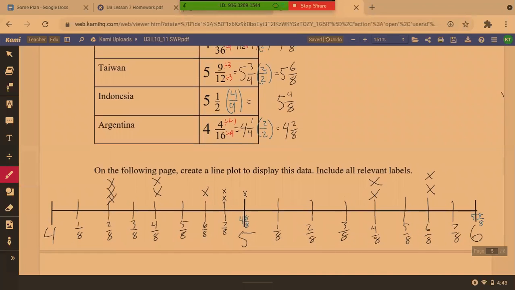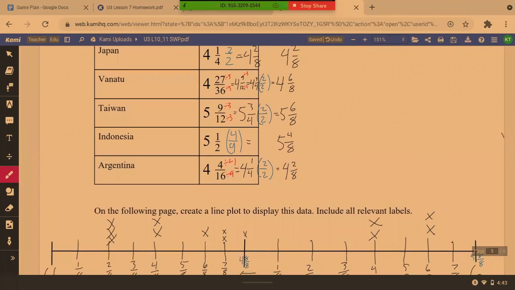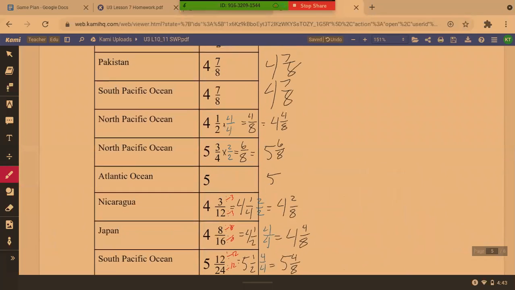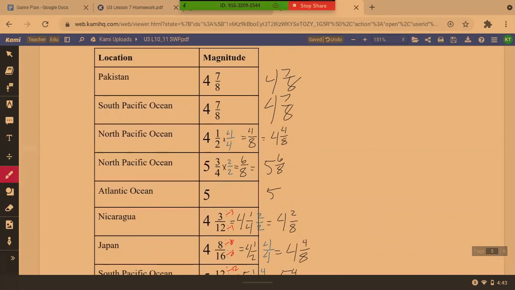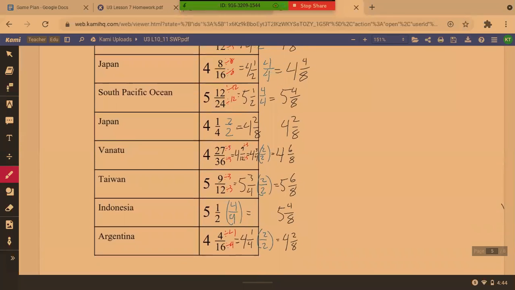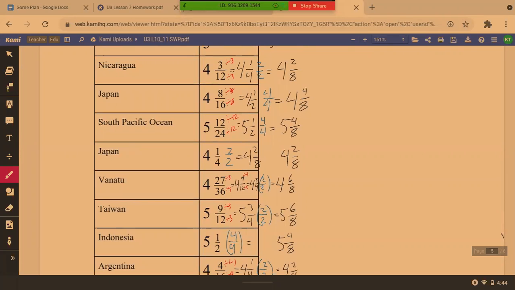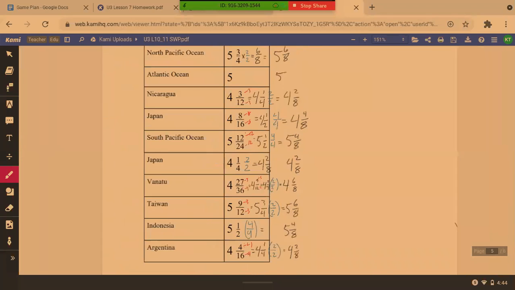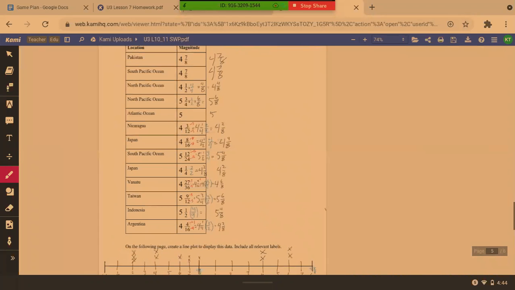And now that they all have common denominators, we could easily add up all of these. We would add up the whole numbers, and then we would just have to add up the numerators. And of course, it's going to be an improper fraction. So you know what? I'm feeling adventurous. You want to do it? Let's do it.